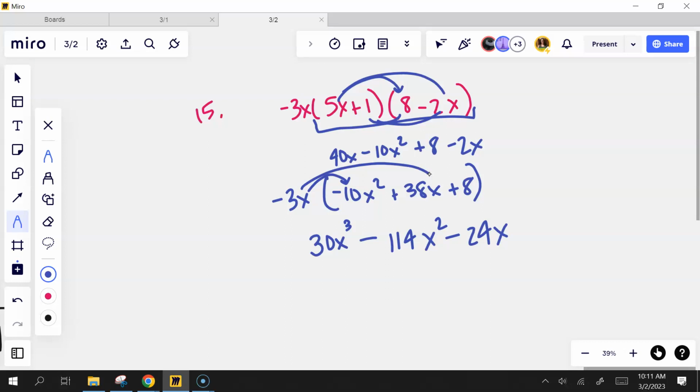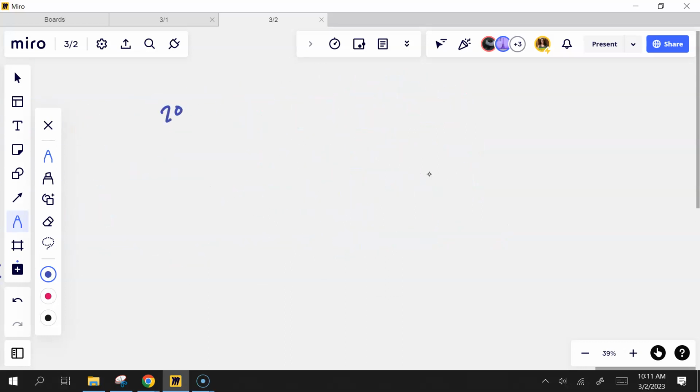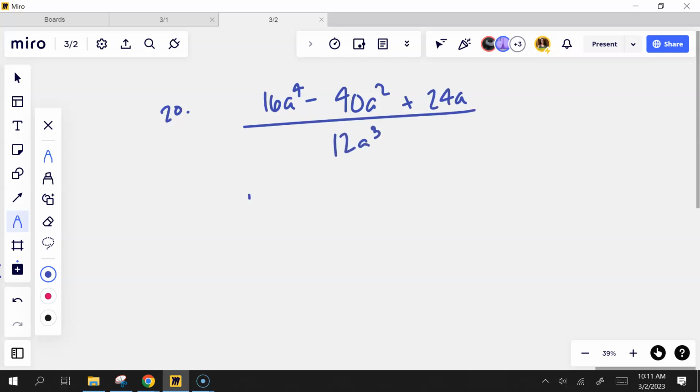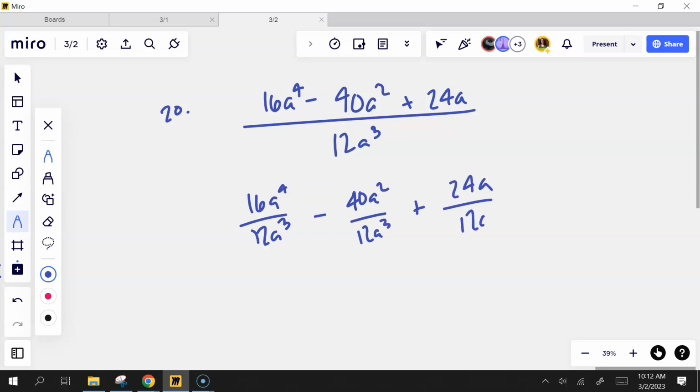20. Same thing with 20. I'm going to split this fraction up since I'm adding up top, but in the bottom I just have the one monomial. And so I have 16a^4 over 12a cubed minus 40a squared over 12a cubed plus 24a over 12a cubed.